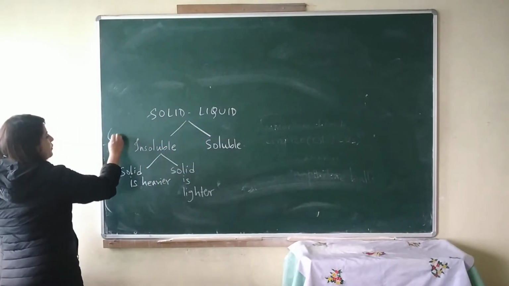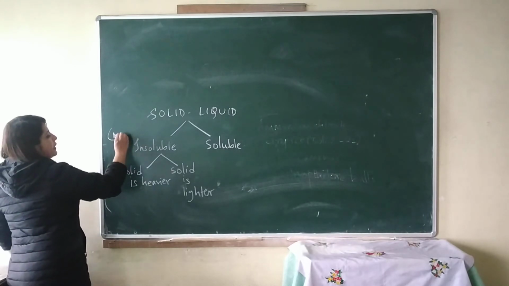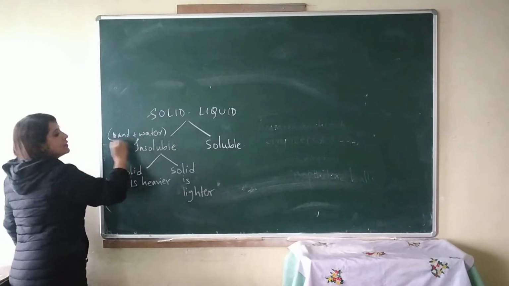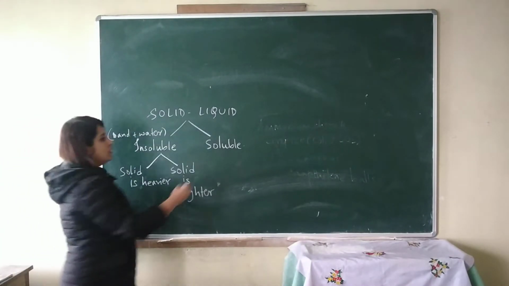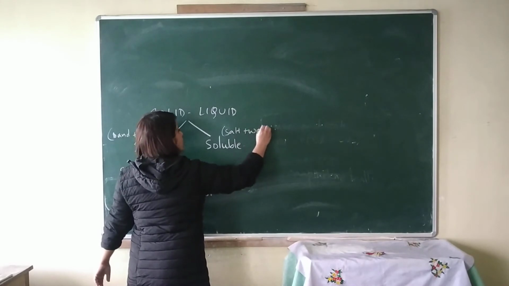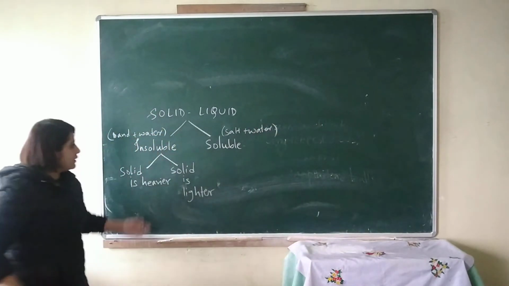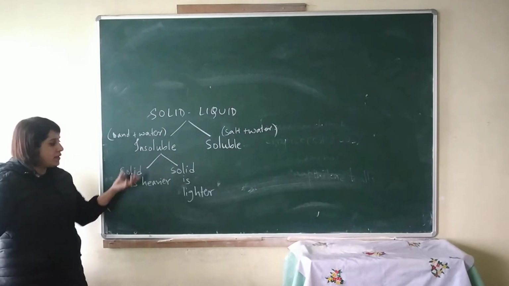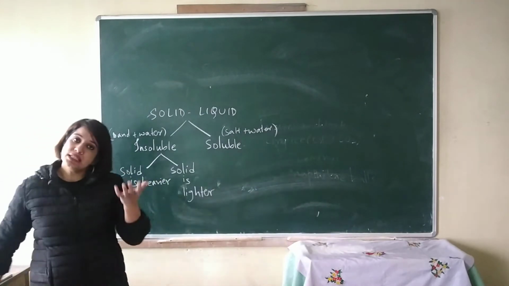I can give you an example here. Sand and water. Sand does not dissolve in water. Here salt and water. Salt dissolves in water. And under insoluble also we have here solid is heavier and the other type is solid is lighter.